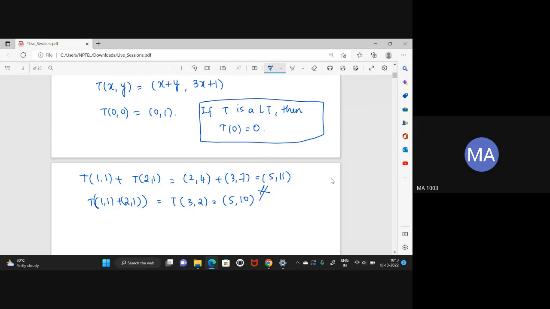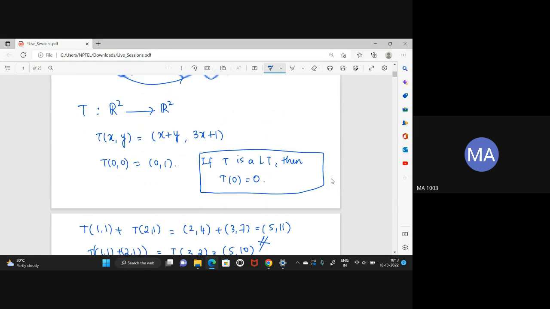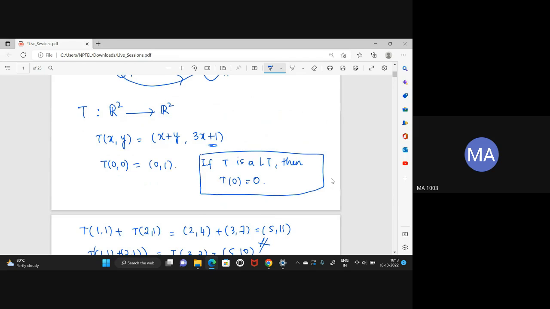Fine. So obviously, by now you would have known that a linear transformation cannot have constants, right? Because the constant will get added twice if that is the case, right?